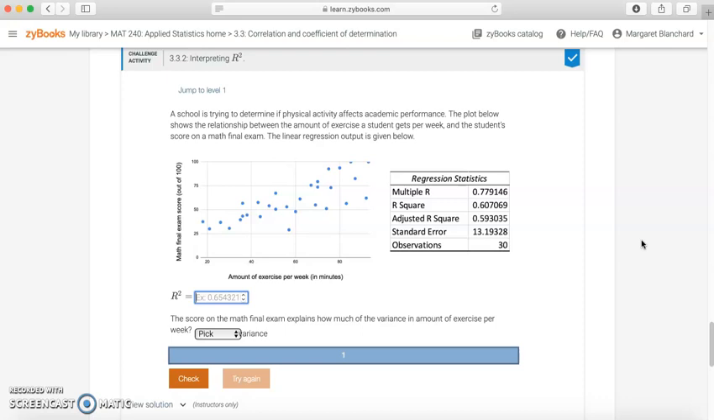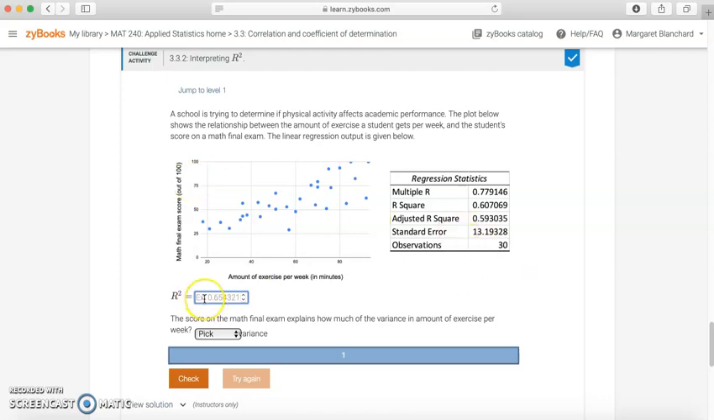The plot below shows the relationship between the amount of exercise a student gets per week and the student's score on a math final exam. The linear regression output is given below. So here we have an X amount of exercise per week in minutes, and then we have the math final exam score, ironically, a math final exam.